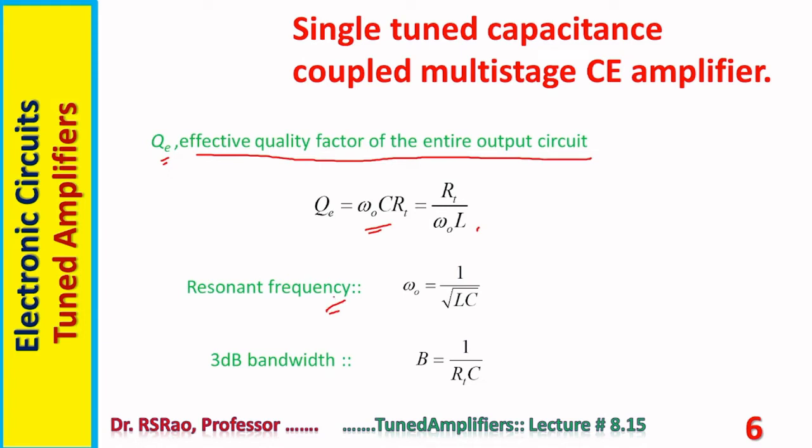Resonant frequency omega naught: in the expression of QE, you can find omega naught. Omega naught is 1 by root LC, the resonant frequency. The 3 dB bandwidth is B equal to 1 by RTC. To get these expressions, one needs to do analysis. It is not very complex, not that complicated, but it is somewhat laborious. Here we have not undertaken the analysis. We are limiting ourselves to giving you the results of the analysis.